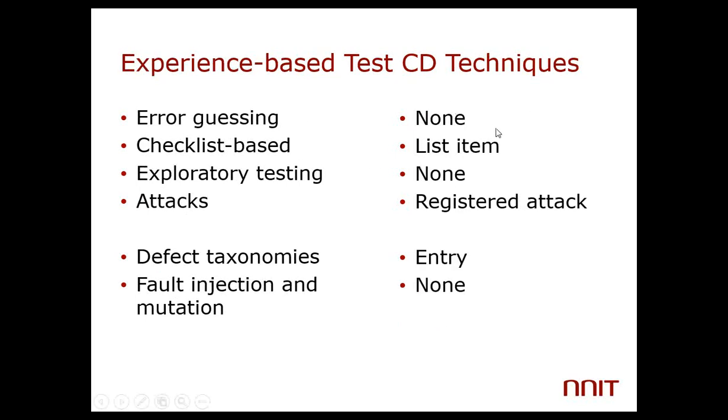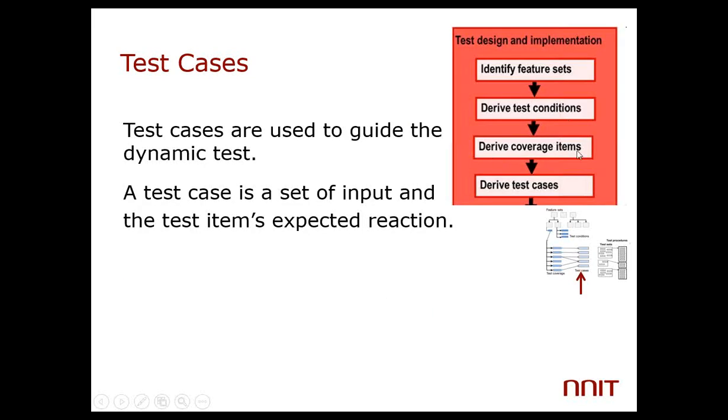Experience-based testing, error guessing, hasn't got a coverage element. Checklist-based, however, does, where we have the list items in the list. Check for this, check for this, check for this. The number of things you actually test for from your checklist defines your coverage. Exploratory testing, obviously we don't have one for that because you can go on and on and on. Attacks, we have registered attacks and so on. So this is how you can determine your coverage elements. So now we have actually derived the number of coverage items.